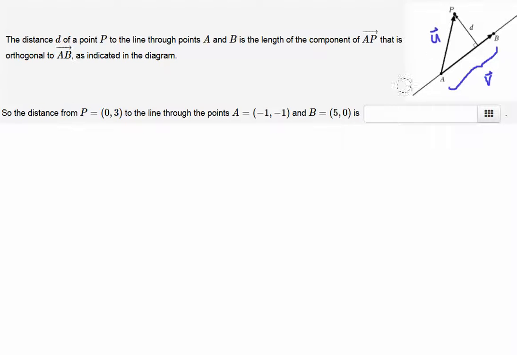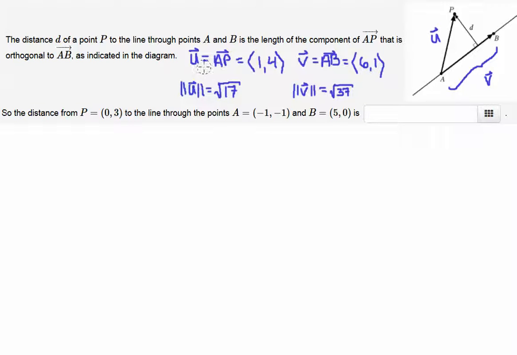I'm going to call this vector AP U, and I'm going to call this vector AB V, just so I don't have to keep writing AP and AB down every time. Now notice that U is the vector AP, and if I take A as the tail and P is the head, then 0 minus minus 1 gives me a 1, 3 minus minus 1 gives us 3 plus 1 is 4. Similarly V is AB, so B is the head, and 5 minus minus 1, because A is the tail, gives us 5 plus 1 is 6. 0 minus minus 1 gives us 0 plus 1, which is 1.